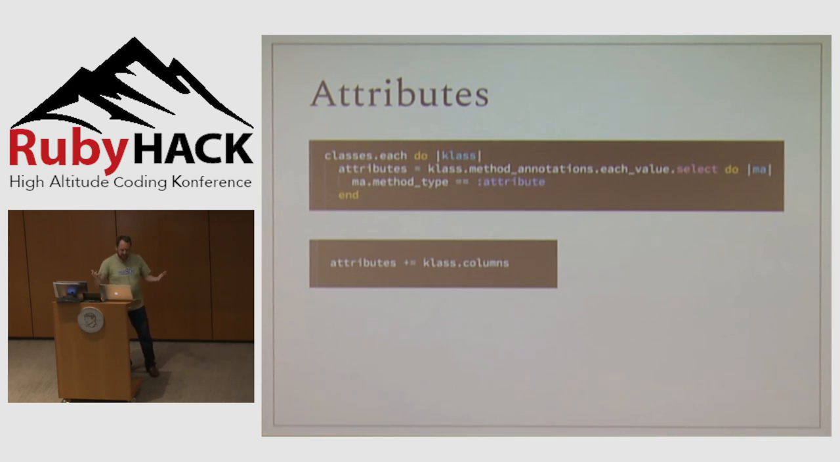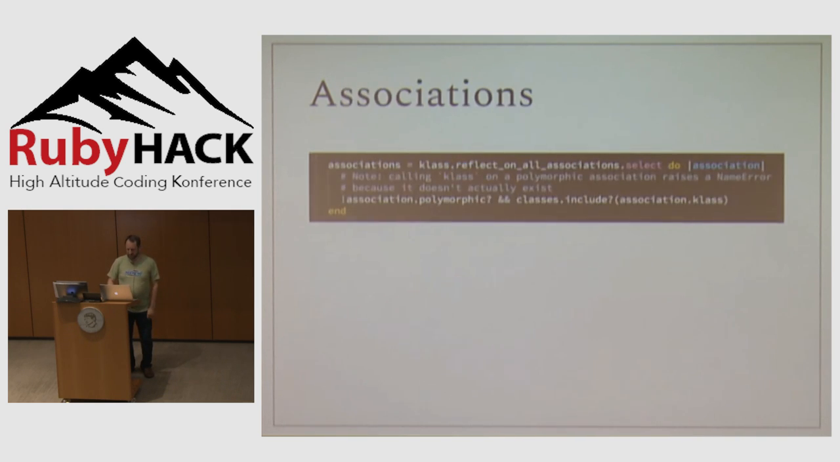So how do I get my attributes? I just say, oh, look at all my annotations, find all the ones that are attributes. I distinguish between attributes and associations and enums and some other things. And then I find out all the rest of them from the class's columns. I put those all together. Those are going to be the attributes that I'm going to generate into fields. And then I say, OK, what are all the associations? Those are also going to become fields.